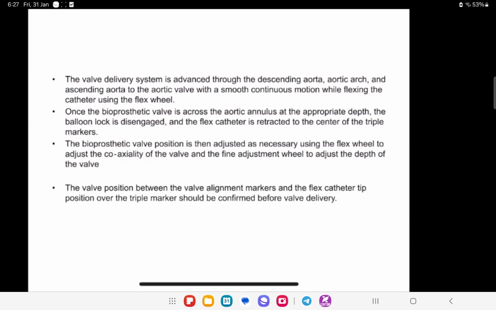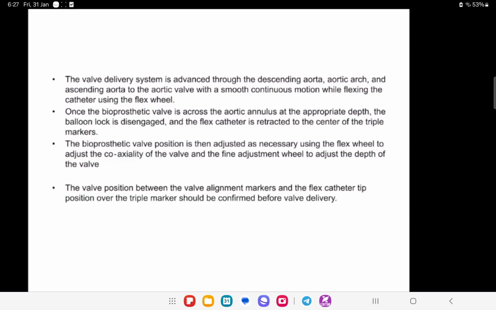The valve delivery system is advanced through the descending aorta, aortic arch, and ascending aorta to the aortic valve with a smooth continuous motion while flexing the catheter using a flex wheel. Once the bioprosthetic valve is across the aortic annulus at the appropriate depth, the balloon lock is disengaged and the flex catheter is retracted to the center of the triple markers.